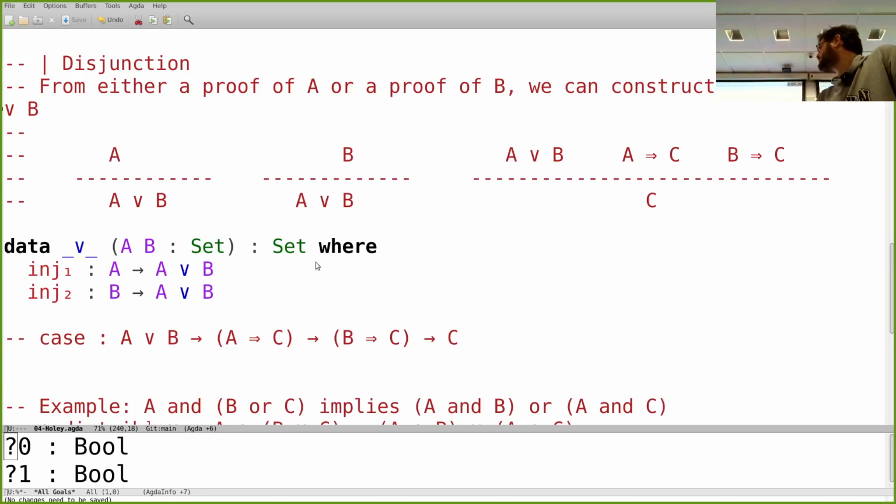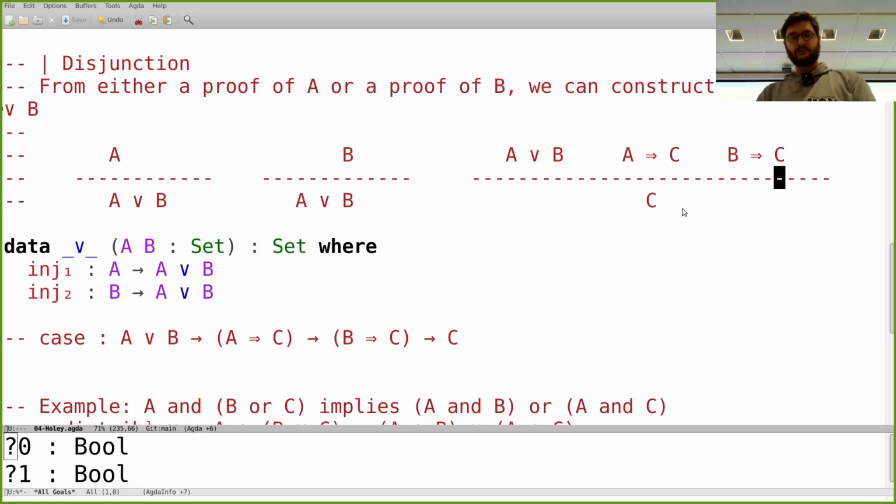And then the elimination principle is always acting as a mirror of the introduction rule. If you're saying I could have built it in these two ways, then to eliminate a proof of A or B, you need to be able to handle the two possible sources of an A or B. So if I have a continuation taking an A and giving me a C, and a continuation taking a B and giving me a C, then from an A or B, I can always construct a C.